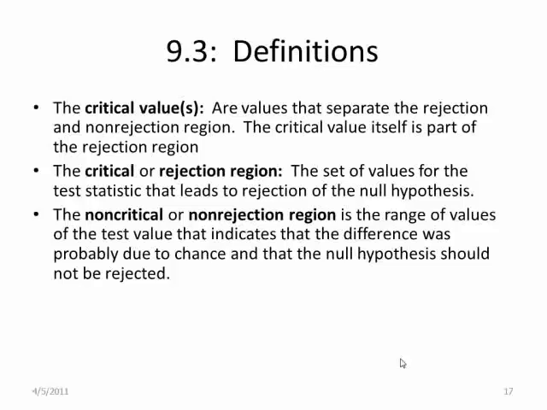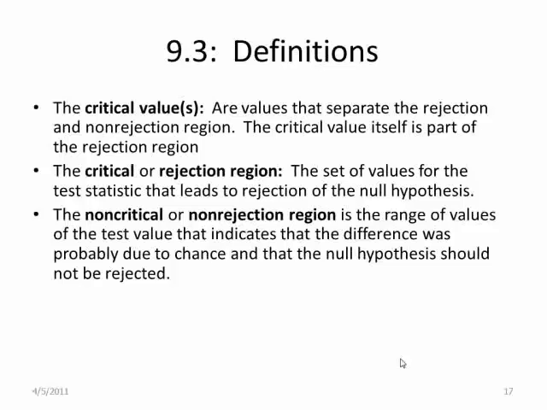So the critical values are the numbers or the demarcation points that will separate the rejection region from the non-rejection region. And again, these are found based off your alpha level, your significance level that you choose.